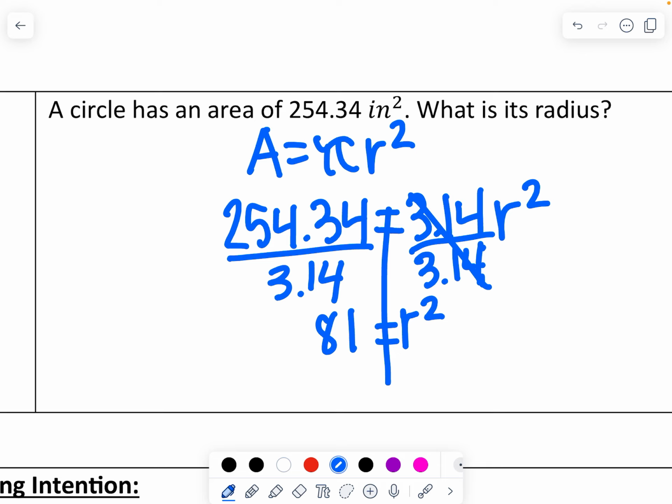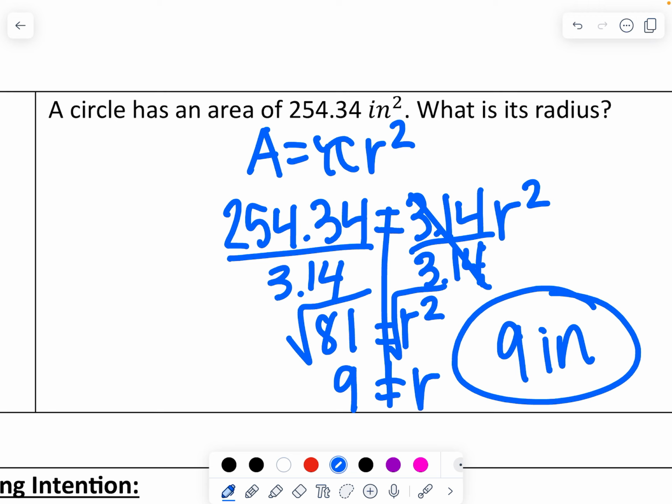Now we need to find the square root of both to get rid of the squared. And so on the right side, we're left with just r. On the left side, find the square root of 81. Well, some of you can do this in your head, which is perfect. But if you can't, on your calculator, click the second button. And then click the x squared button, which is in that first row, or first column. And then you type in 81, hit enter. And it should show you 9. So our answer would be 9 inches.